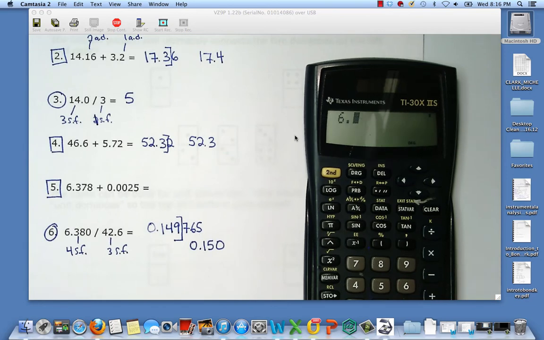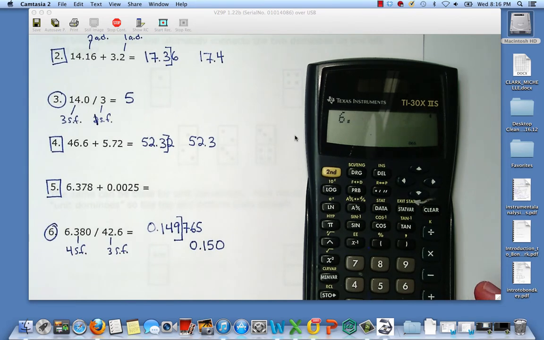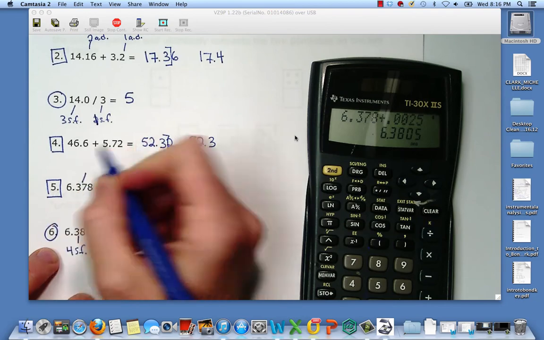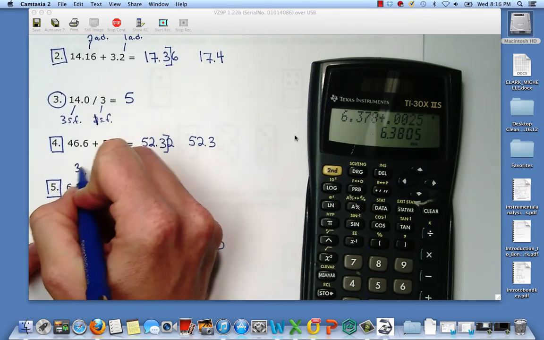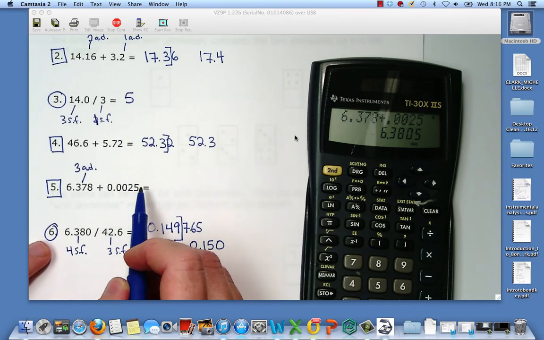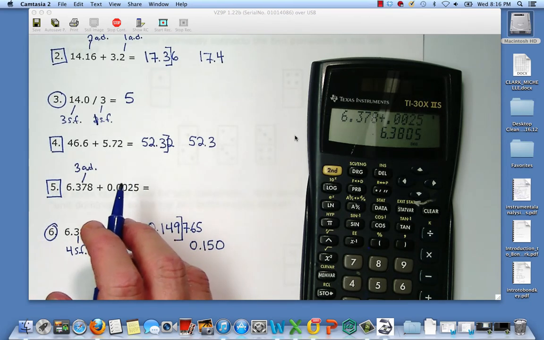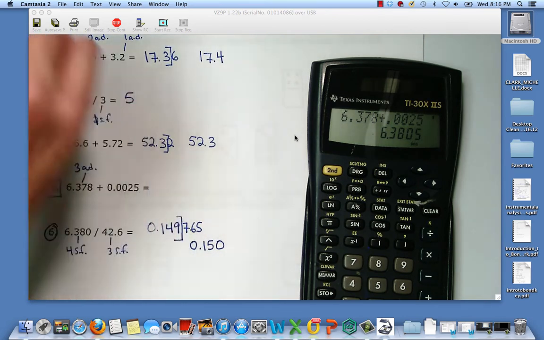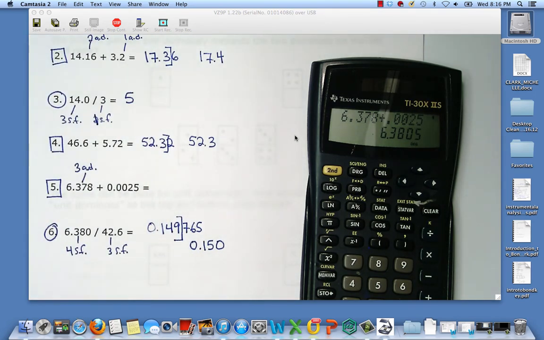All right, and this last calculation, 6.378 plus 0.0025. I have 3 after the decimal here. How many do I have after? This is just places after the decimal. 4. So you get used to the rules about placeholders and you think, oh, it's just 2. I know that one, it's just 2. But we're just talking about after the decimal. How many are there after the decimal? And there are 4.